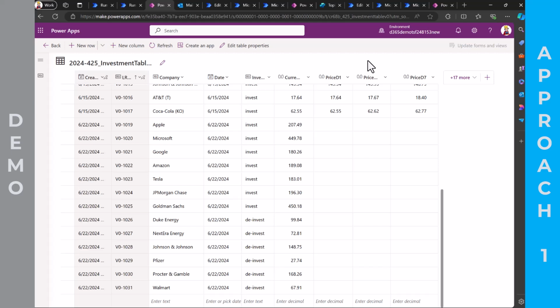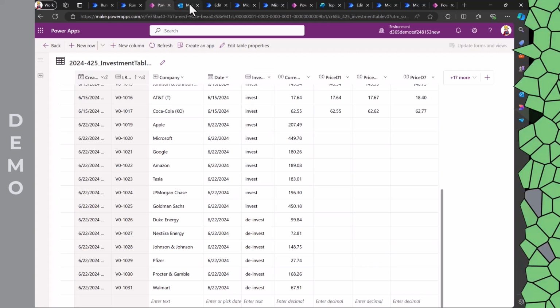Then the second approach that I showed you with the RPA flow, that did not work for me. And I will show you later on in the PowerPoint why it did not work. So let's directly jump to the third approach.